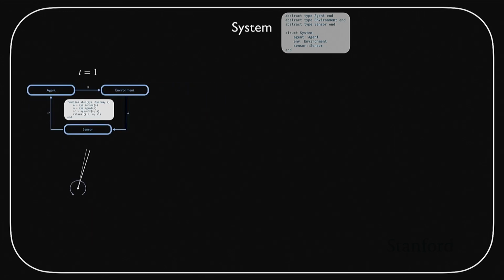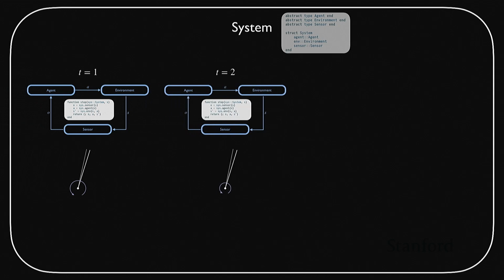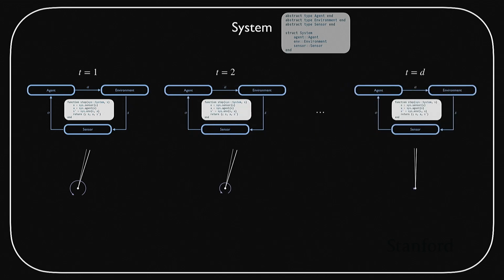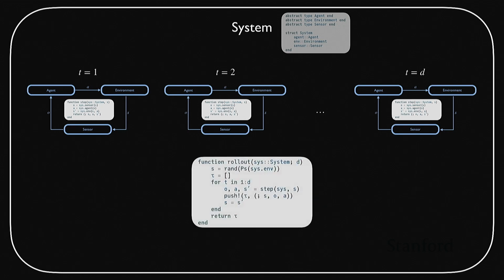Okay, so that's one time step. But you can imagine, if we want to keep going around this loop, we could continue to compute this over a number of time steps, all the way to some desired depth d. When we do this, it produces a trajectory, and we call this process a rollout of the system. So here's another function called rollout. We take in our system and some desired depth d. And all that's going on here is we're sampling a random initial state, initializing our trajectory, and then for each step up to the depth d, we take one step of our system, look at what was output, store that in our trajectory, and then set our state to be that new state. And then we just continue to do this until depth d and return the trajectory that we get.